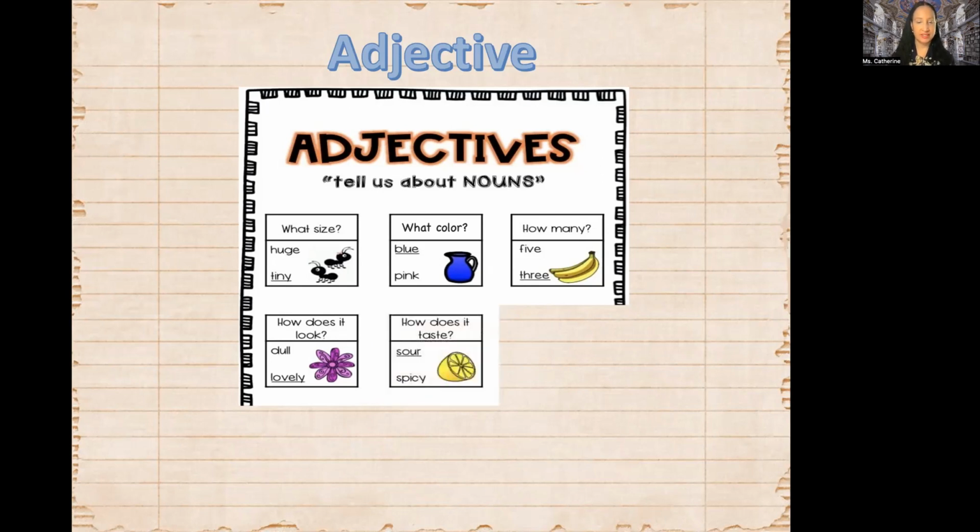How does it taste? Okay, it tastes sour. Sour would be the adjective. And what are we seeing in this picture? A lemon. Lemon would be the noun.